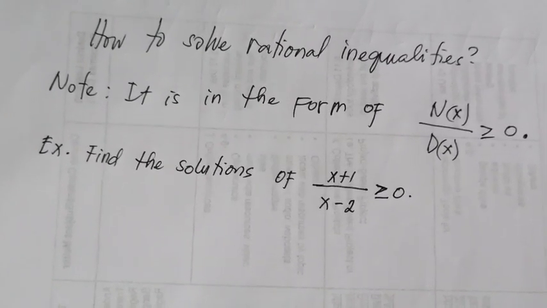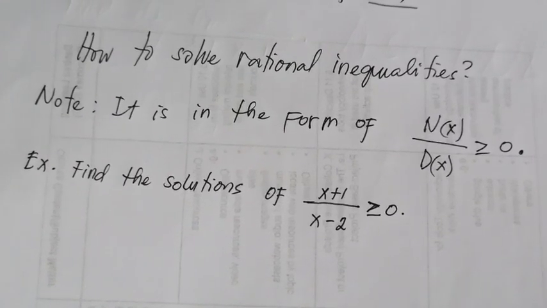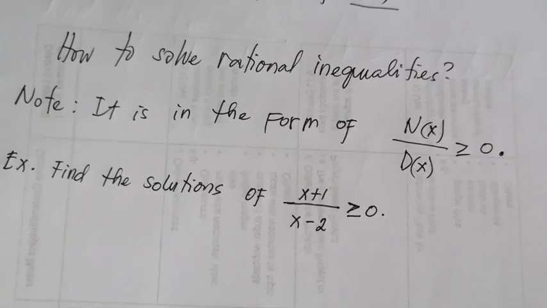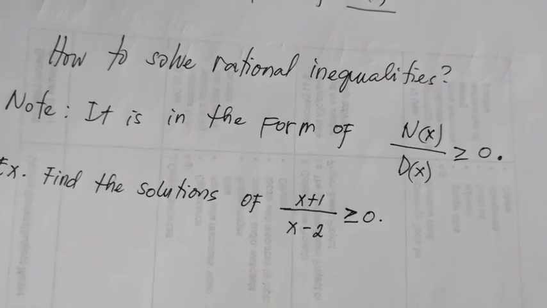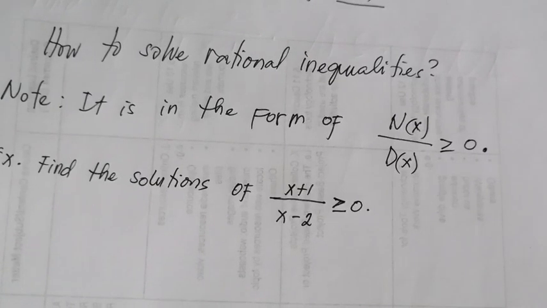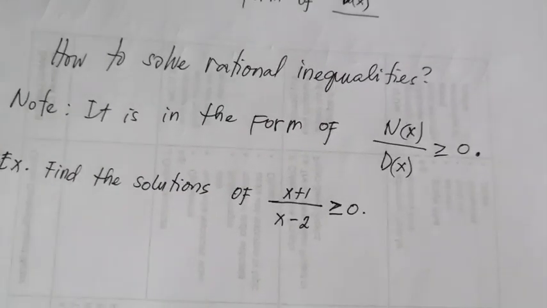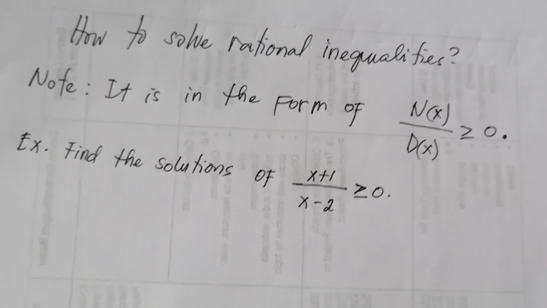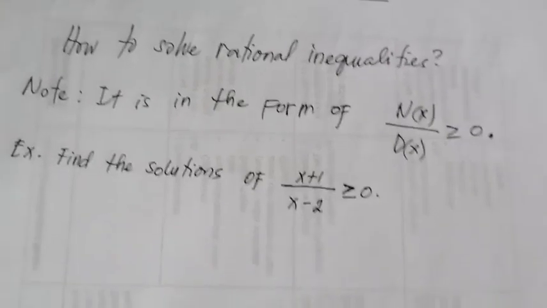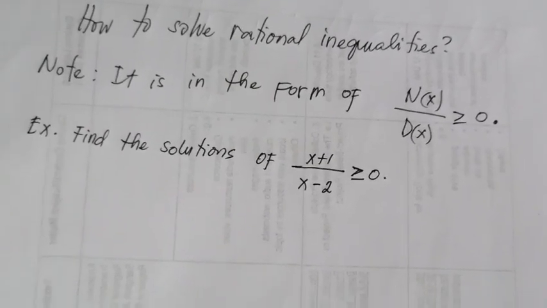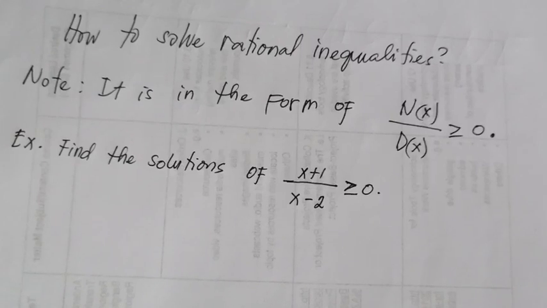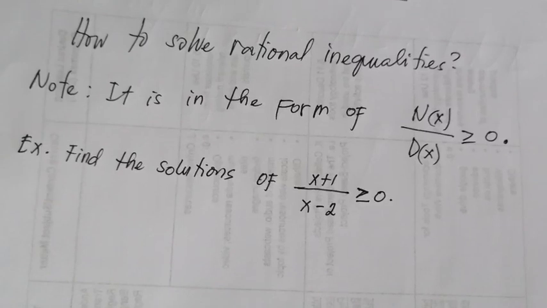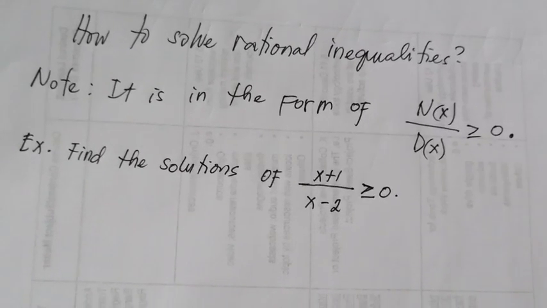So actually, rational inequality is in the form of n of x over d of x is greater than or equal to 0, where n of x is the numerator expression, then d of x yung denominator. So take note that the denominator must not be equal to 0. The symbol greater than or equal to can be replaced by greater than only, by less than, or less than or equal to. So, yun yung mga inequality symbols na madalas ginagamit.